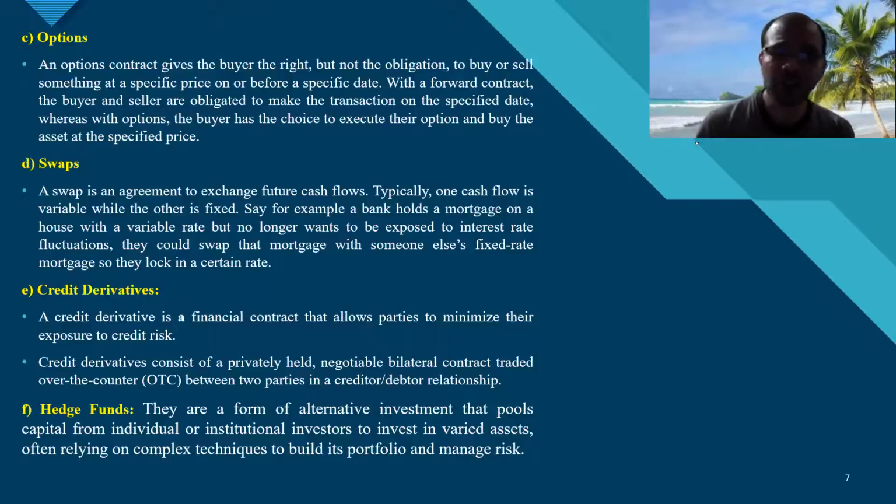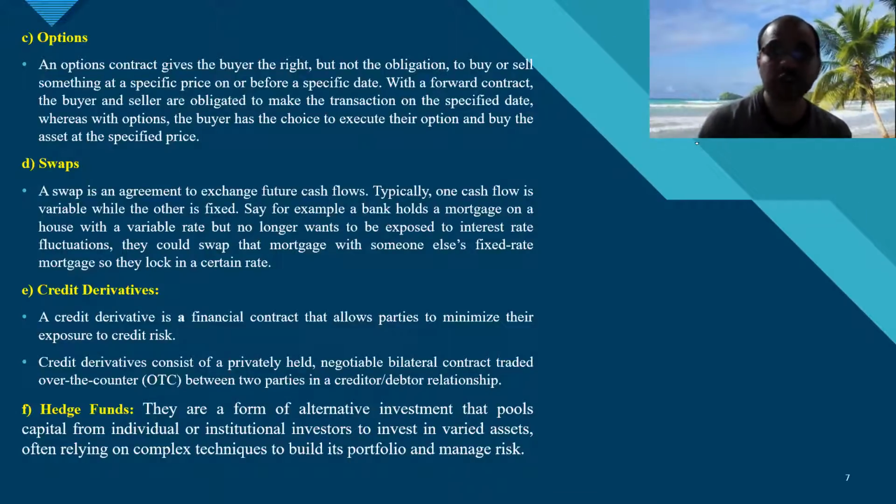So an option contract is a right which the buyer gets. The right is given to the buyer, but not the obligation, to buy or sell something at a specific price on or before a specific date. With a forward contract, the buyer and the seller are obligated to make the transaction on the specified date, whereas with options, the buyer has the choice to execute their option and buy the assets at the specified price. The fourth one is swaps.